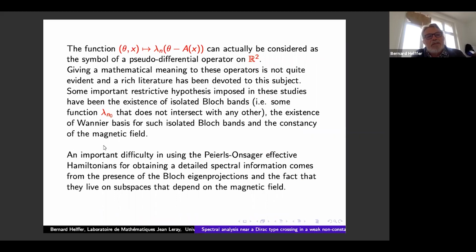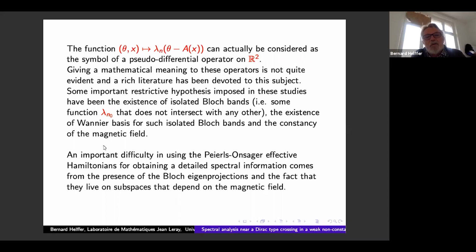And so in a more mathematical language, this is the symbol of a pseudo-differential operator acting on R2, because I will only speak about the two-dimensional situation. Of course, this is very rough in the sense that it does not analyze the way the different lambda n of theta depend on theta. So you can have crossings, and all these situations have to be analyzed separately.